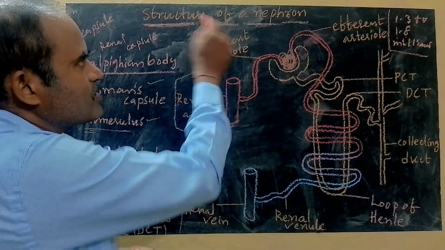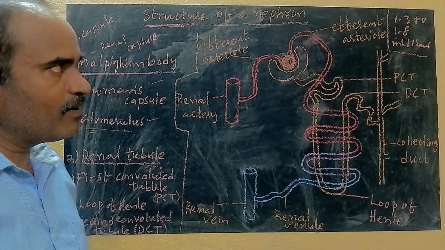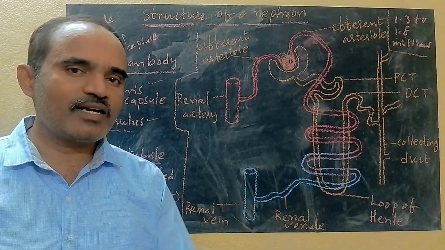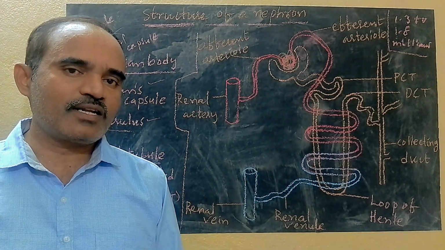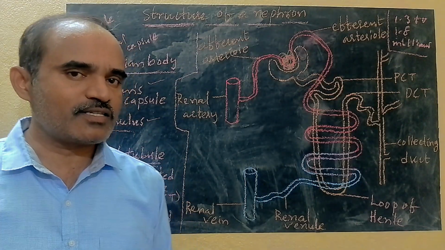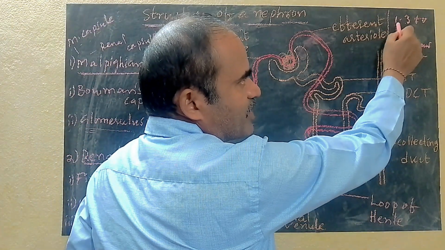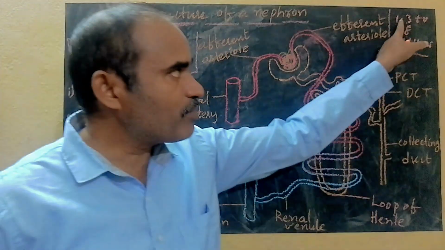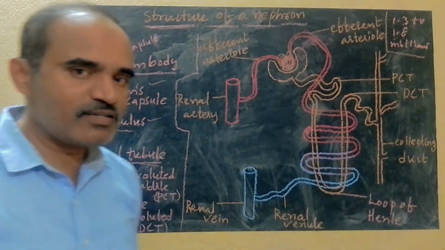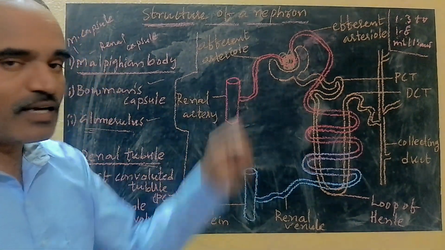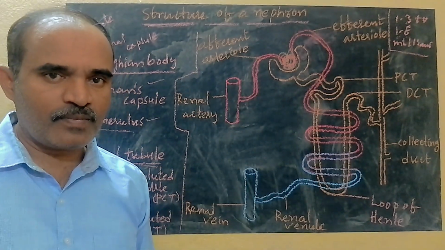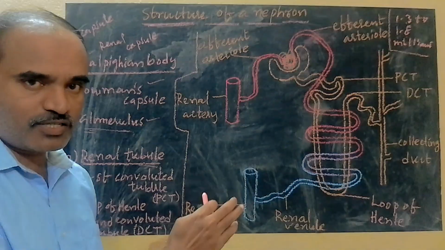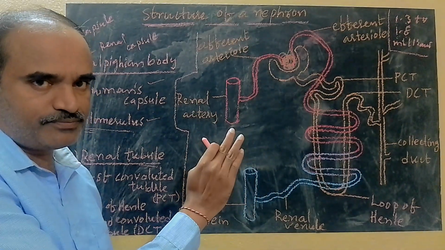Today we are going to discuss the structure of a nephron. Nephrons are the structural and functional filtration units of the excretory system. In each kidney, 1.3 to 1.8 million nephrons are present. Nephrons are also called uriniferous tubules. Now we are going to discuss the structure of the nephron and its parts.